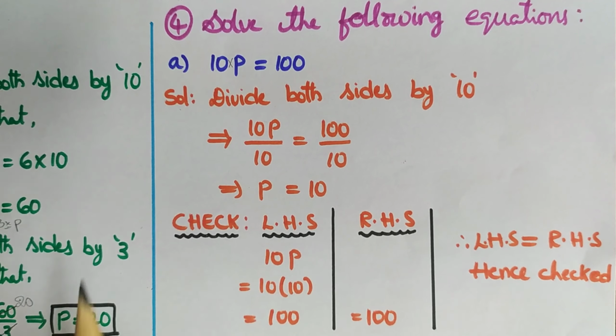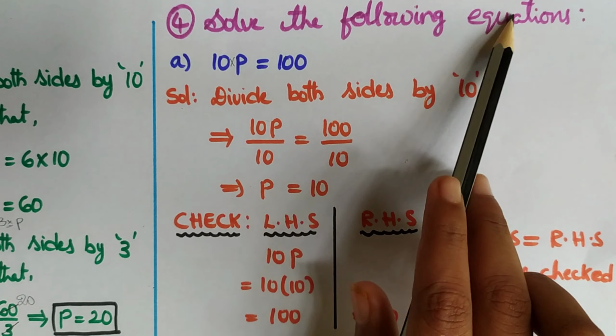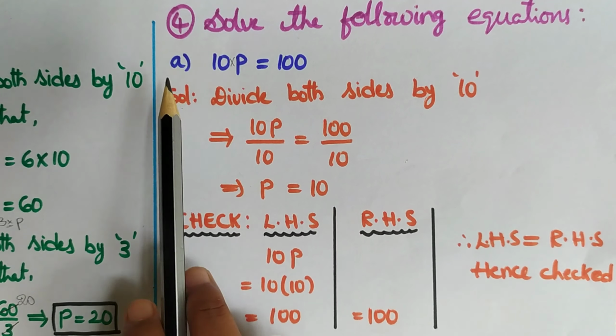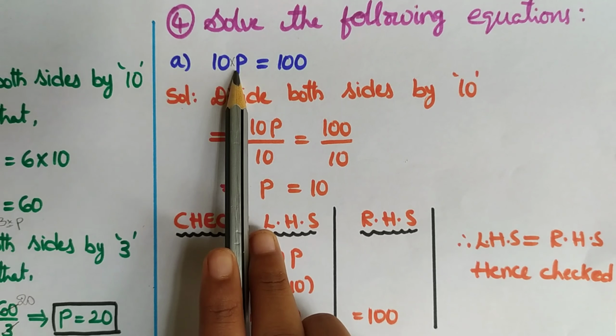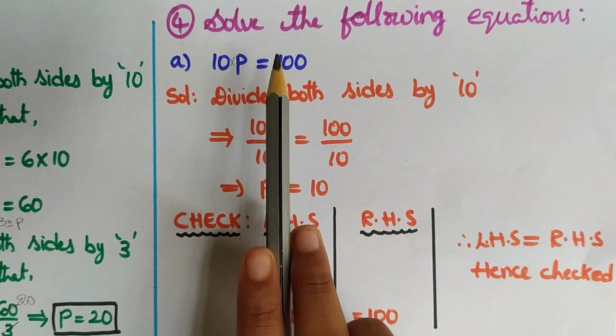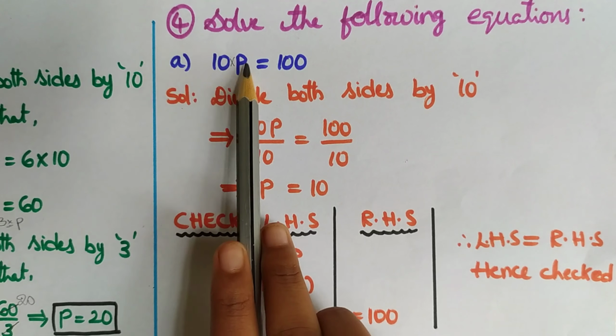Okay friends, now let us see problem number 4. Solve the following equations. There are 5 equations given, friends. Let us see A1: 10p is equal to 100. Now 10p means 10 into p, right?